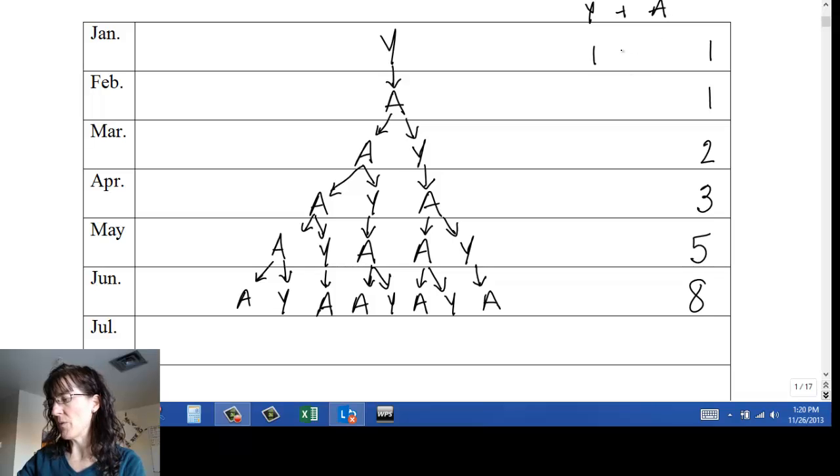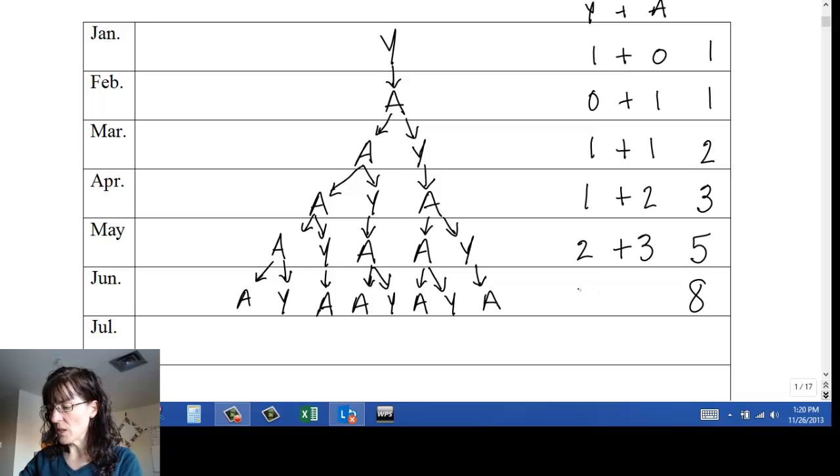If we look at it that way, here we have 1 plus 0 is 1. For this month, we have 0 youths plus 1 adult gives us 1. The next month, we have 1 youth plus 1 adult. The next month, 1 youth plus 2 adults. The next month, 2 youths plus 3 adults. The next month, we have 3 youths plus 5 adults. And if you're looking for a pattern, I don't know if you see it yet, but let's try another month and see what we get.